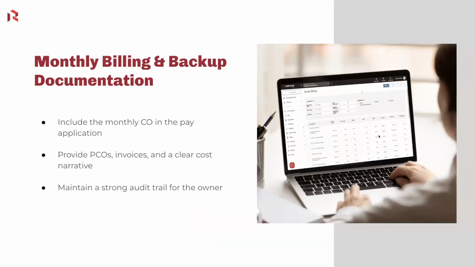Okay. Next is going to be monthly billing and backup documentation. So like I said, on a monthly basis, we'll want to include our monthly change orders in the pay application. We would want to provide our PCO narratives, invoices from our subs, and our clear cost narrative. That way we're being transparent on exactly what we're billing in our cost plus work. And then last is making sure that we have a strong audit trail and keeping really good track of all of our billing, because cost plus is much more transparent than a lump sum style of work.